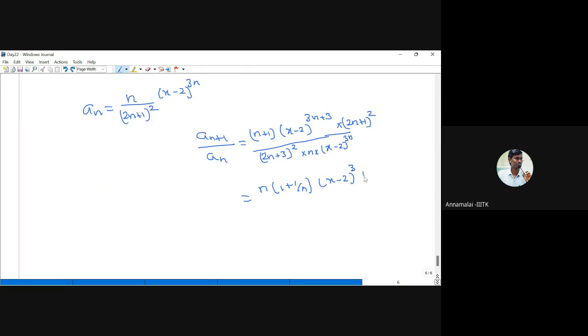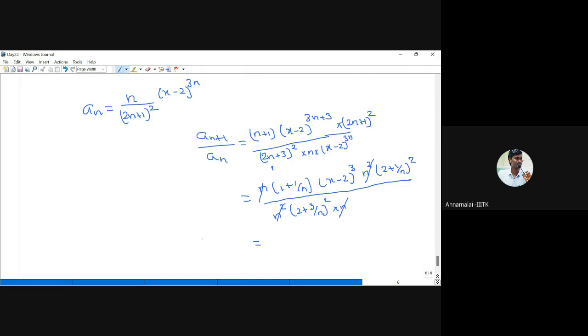So if we take n outside, we get n square. Therefore we get (2 + 1/n) whole square. In the denominator, again you take n outside from these, we get n square, (2 + 3/n) whole square, and we have n, and this term we cancel. Now we can cancel this n, and we can cancel this n square. Now finally we get something.